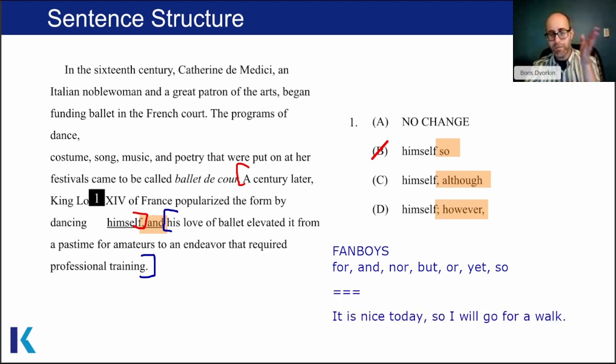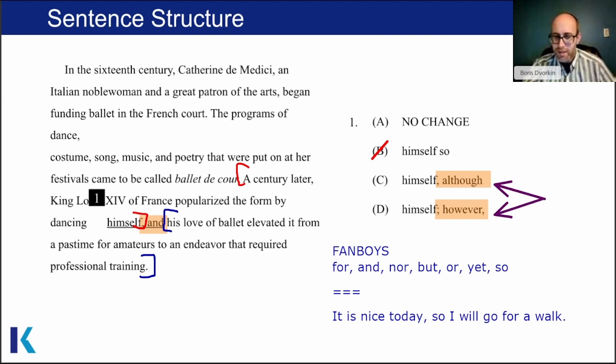It is nice today, complete sentence. I will go for a walk, complete sentence, comma, so. Comma, fanboys connecting two complete sentences. Now, choice B has a fanboys word without a comma, so we're not going to pick it. If it had a comma, that would have been okay, potentially. Now, choices A, C, D are all valid ways of connecting two complete sentences. So unfortunately, we have to do something else in step 3 after we do our elimination in step 2 to figure out what's going on. Now here, luckily, there is a very clear pattern going on, which is that C and D both offer contrasts.